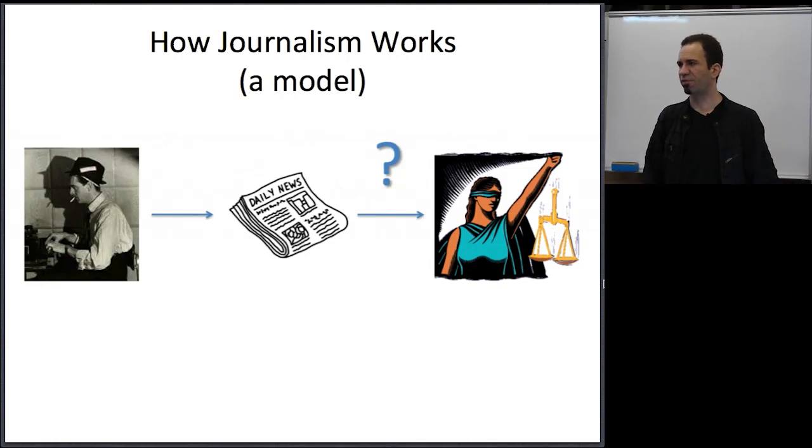So there's a lot of different flavors of journalism. But there's this basic idea of a reporter who researches and writes a story, produces this product that gets distributed in some other way, and then somehow peace and justice and freedom for all. Right? But we haven't really gotten into how that's supposed to work exactly.